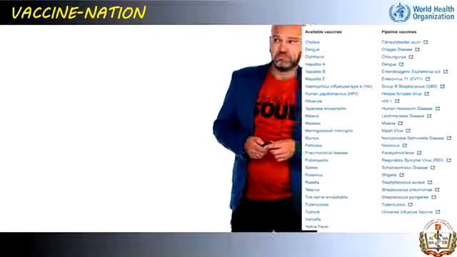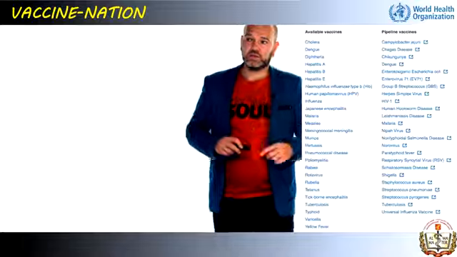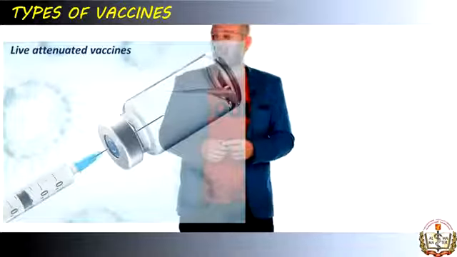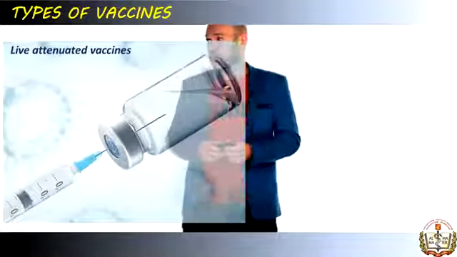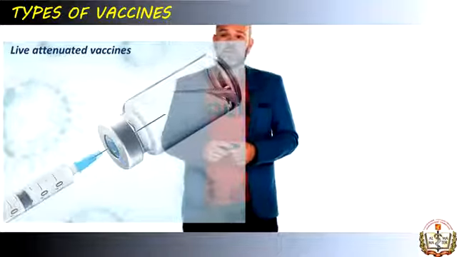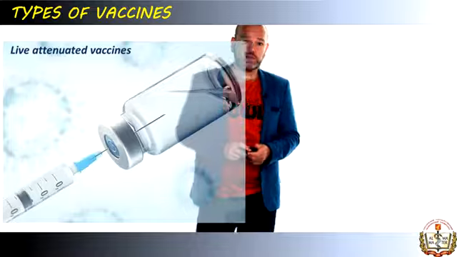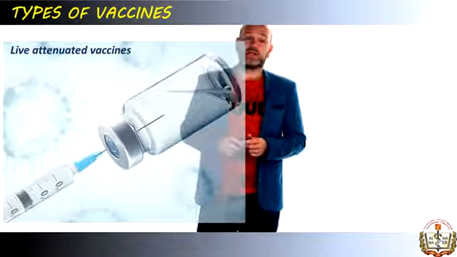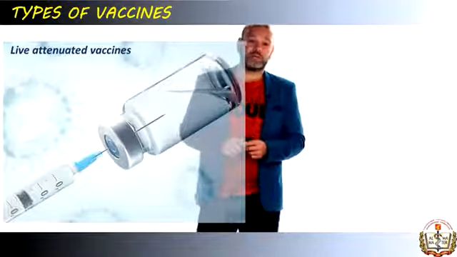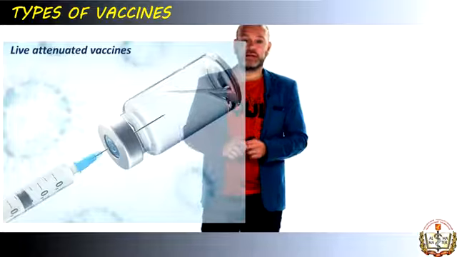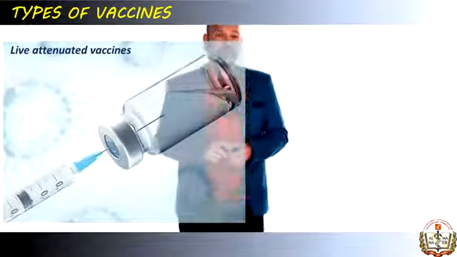So maybe very soon we will have some changes in the national schedule of vaccinations. Now, types of vaccines which are available. We have several types. The very first one and the most popular is the live attenuated vaccine. Live vaccines are mainly made with the help of wild type pathogens which are weakened, or we say attenuated.